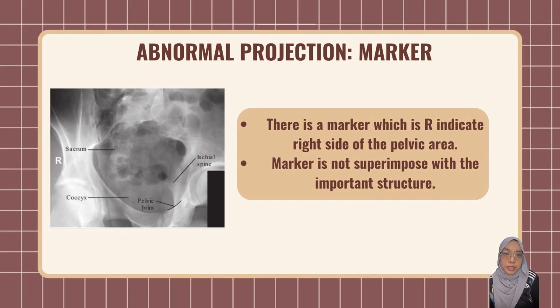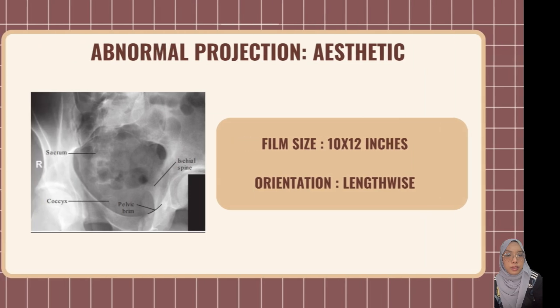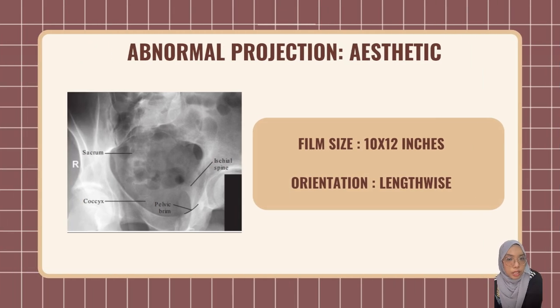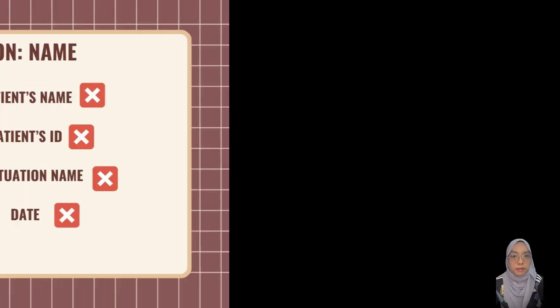Next on the placement is M, which is marker. In this radiograph, the marker, which is right, is visible, and the placement of the marker is not obscuring any anatomy that is needed in this radiograph. Next is A, which is aesthetic. The film size that was used is 10 to 12 inches, used lengthwise.